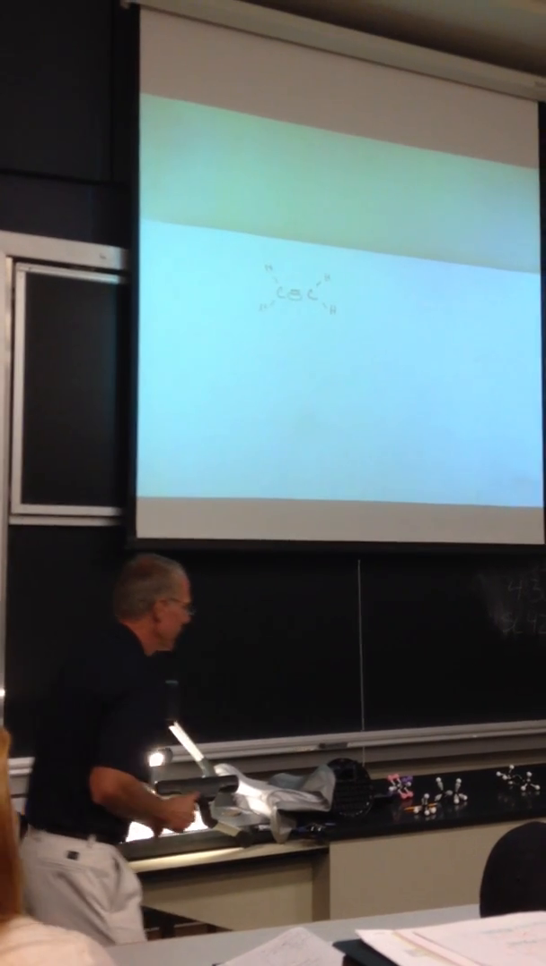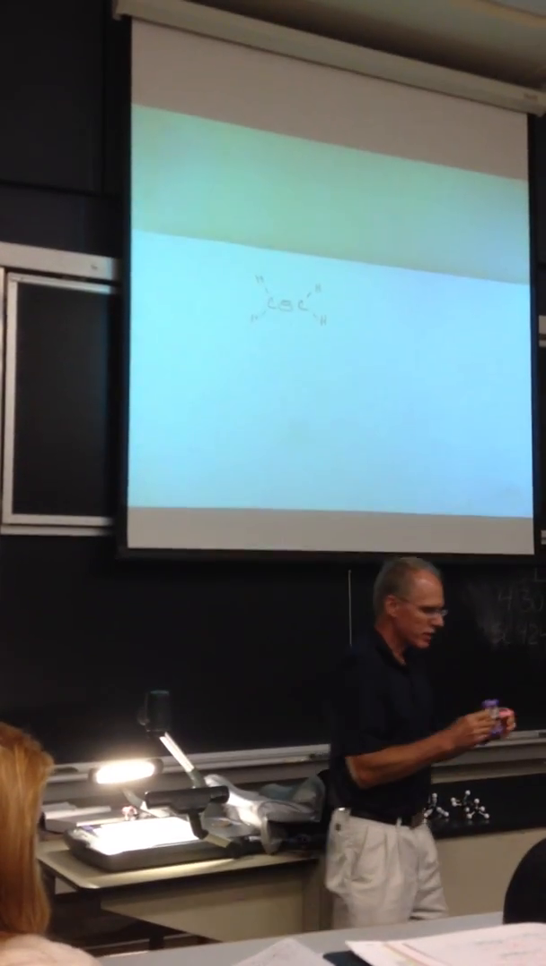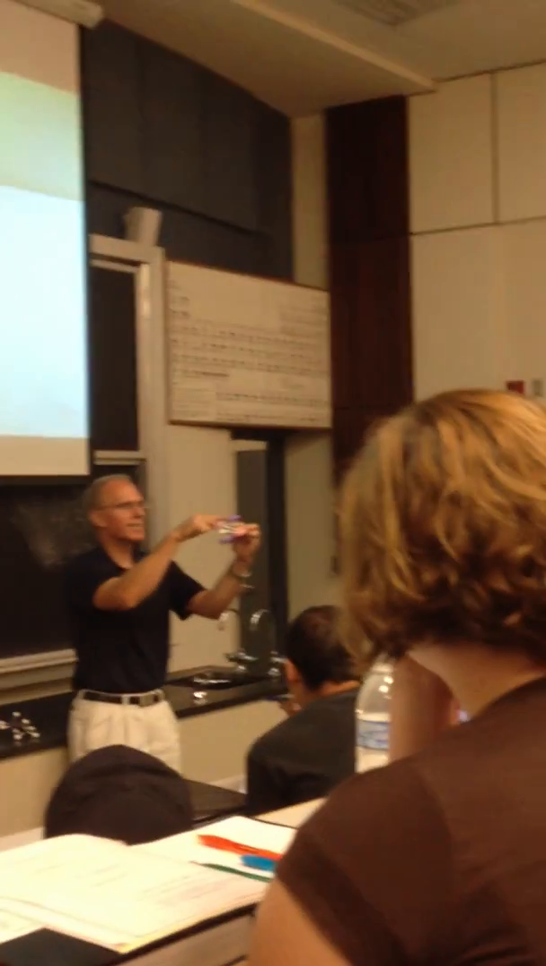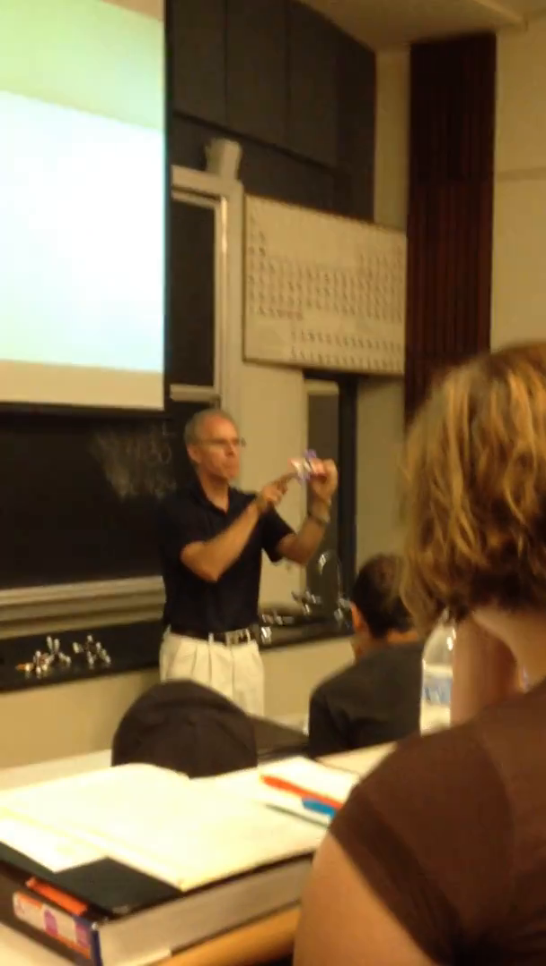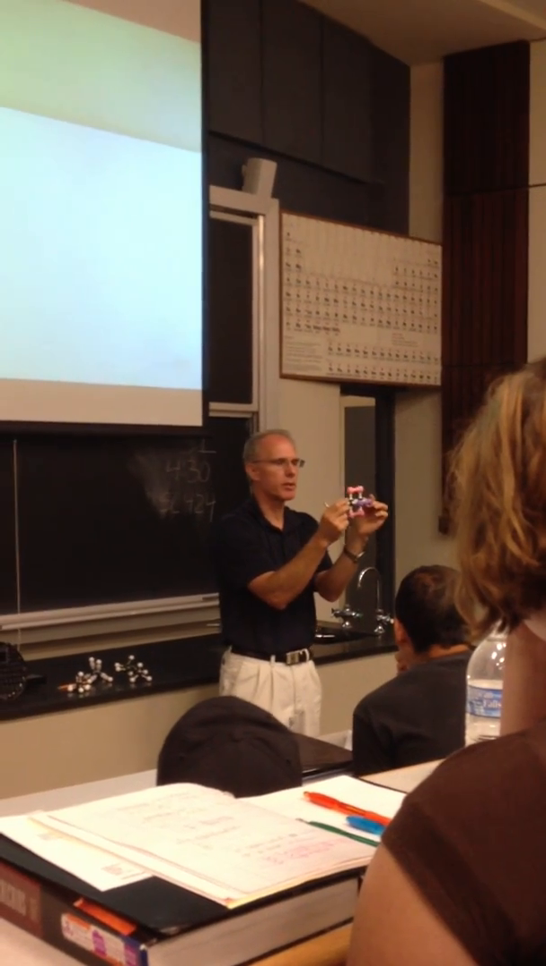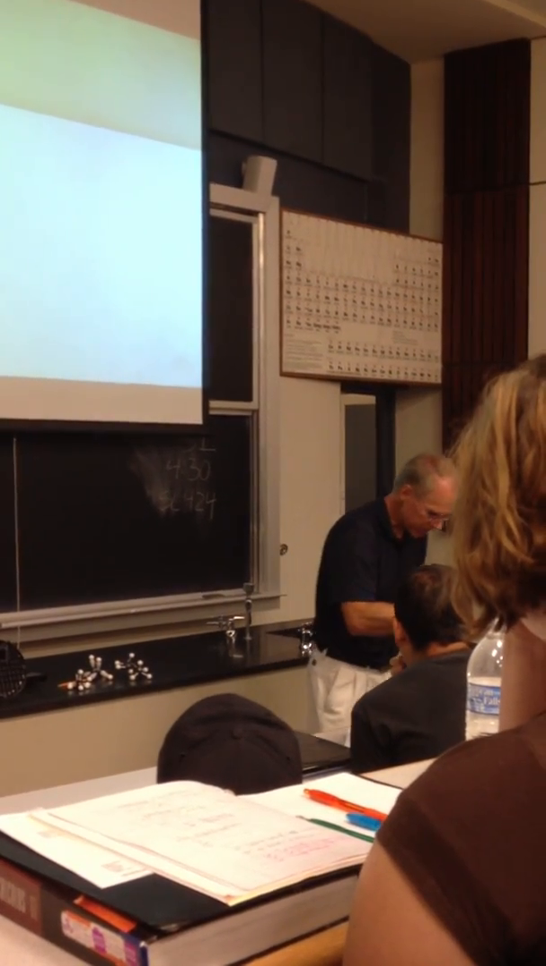Let's go on to the sp situation. If you have an sp, I'm going to use this one now as a model. Now think of the purple as being the second p atomic orbitals, and the pink ones being the first p atomic orbitals left over. Here's the sp hybrid that's forming the sigma bond between the two carbon atoms.